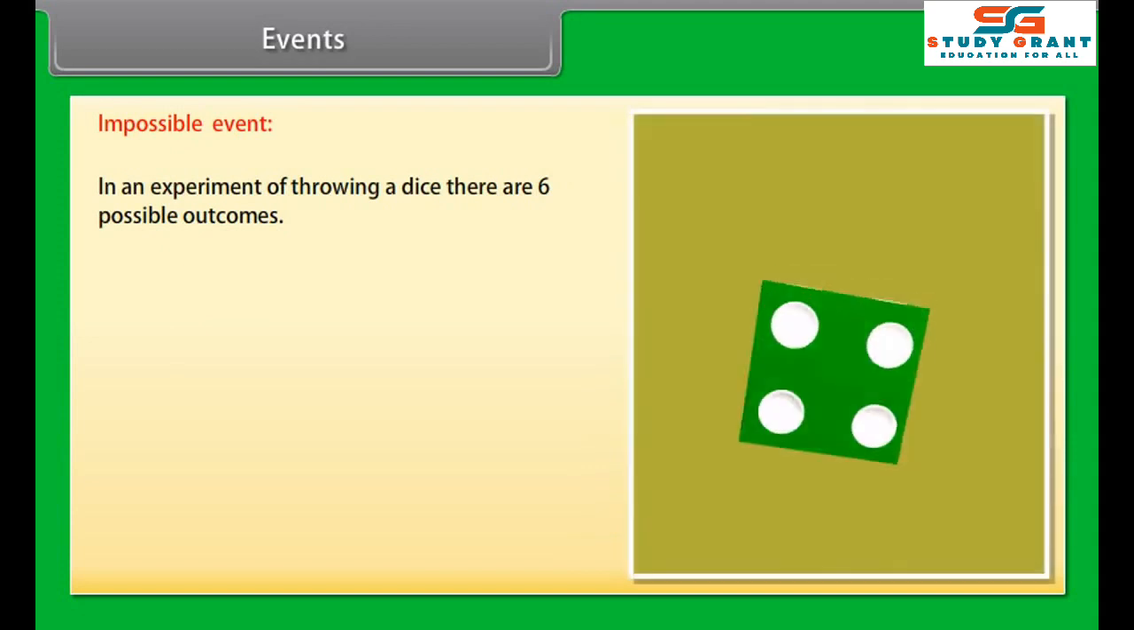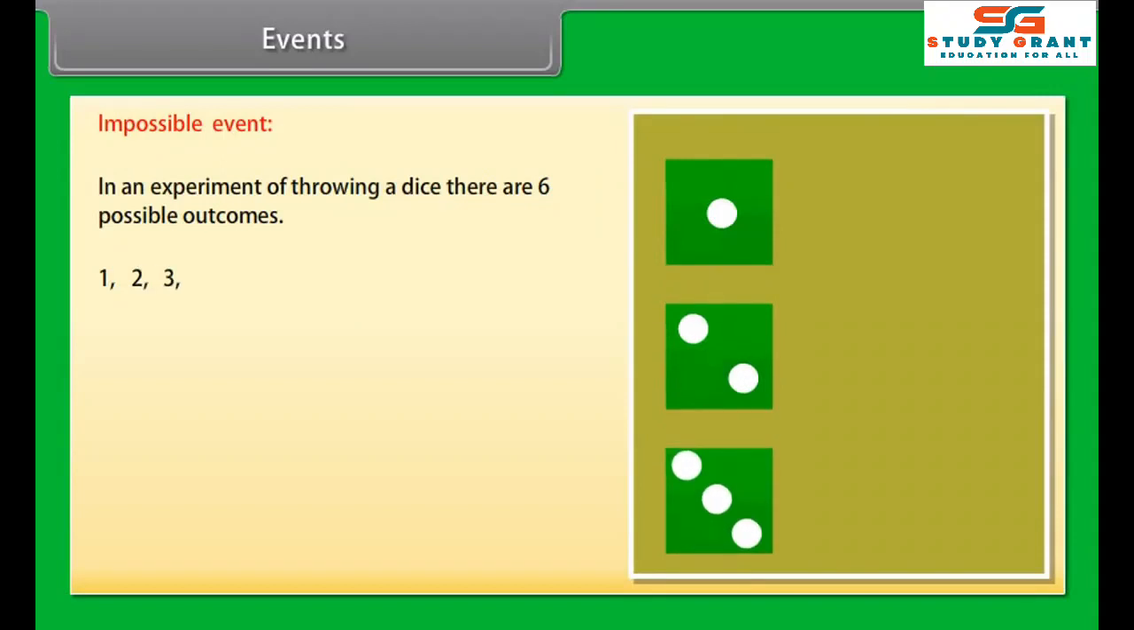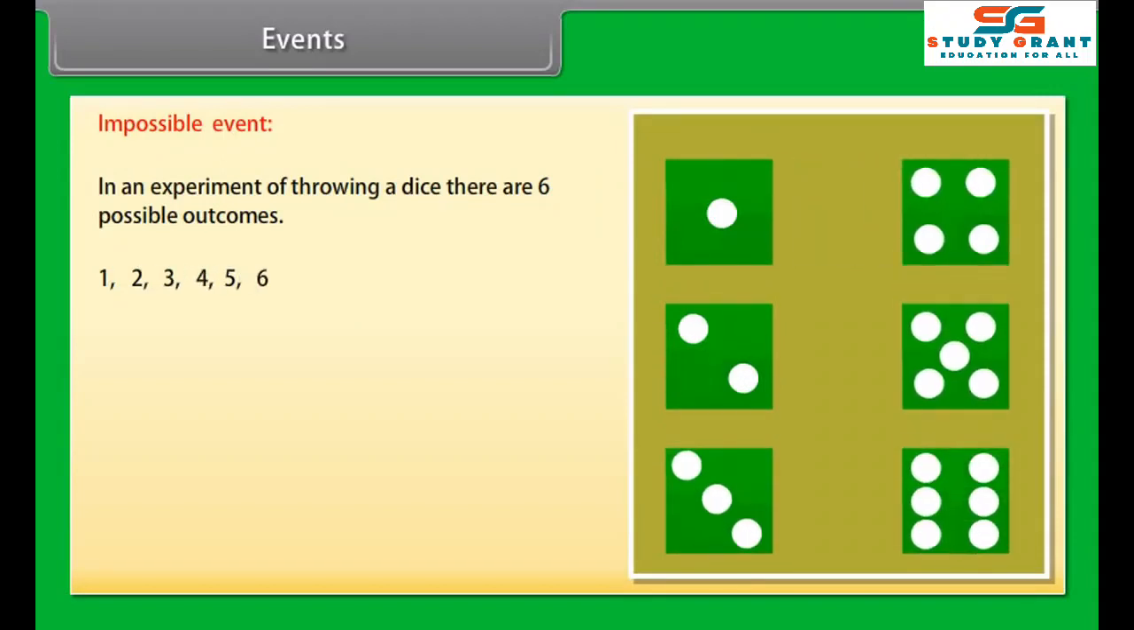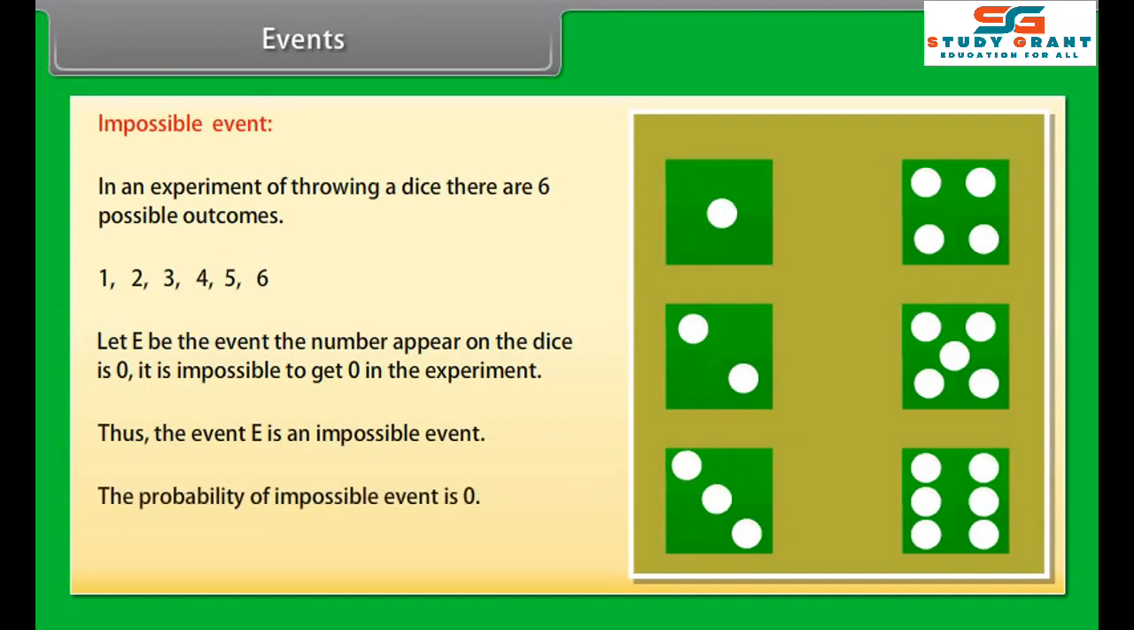Impossible event. To understand it, let's take an example. In an experiment of throwing a dice, there are 6 possible outcomes as given below: 1, 2, 3, 4, 5, 6. Let E be the event that the number that appears on the dice is 0. It is impossible to get 0 in the experiment. Thus, the event E is an impossible event. The probability of an impossible event is 0.